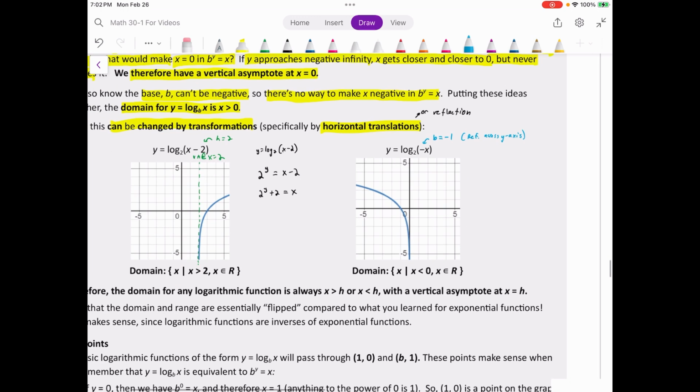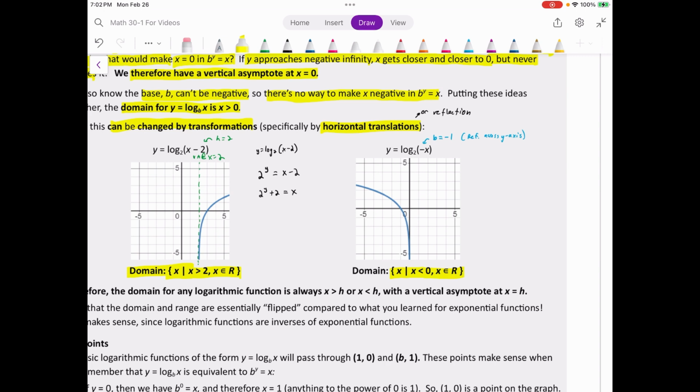And so that does affect our domain, because now it's the set of all x's such that x is less than the vertical asymptote, instead of the set of all x's such that x is greater than the vertical asymptote. Doesn't that sound familiar from the previous lesson with the exponential functions? Remember, a vertical reflection could change it so that y was less than the asymptote. Now a horizontal reflection can change it so that x is less than the vertical asymptote.